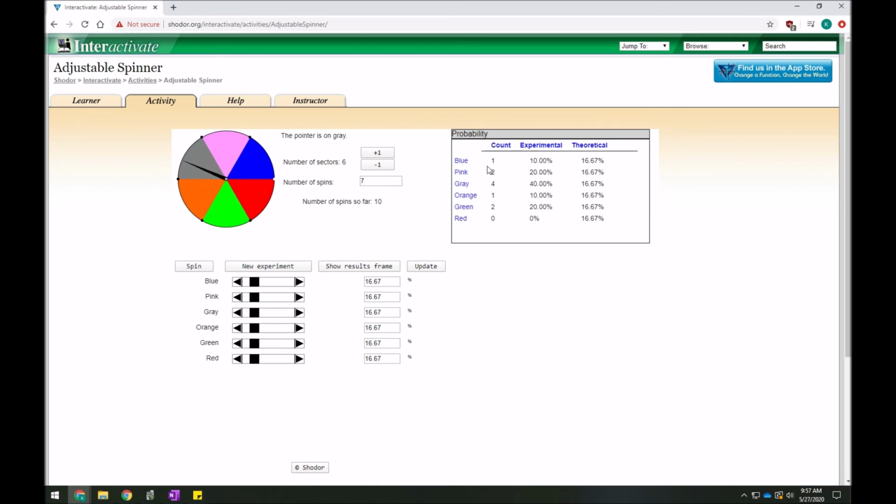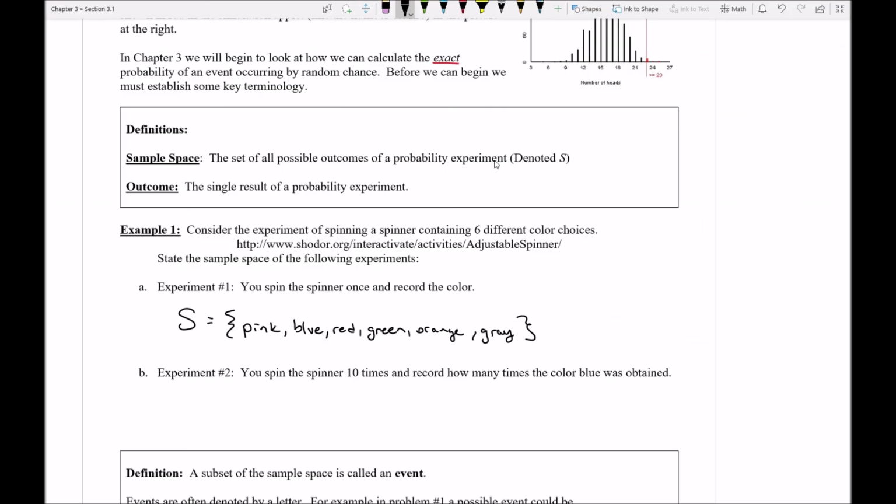And so notice that right now I could easily figure out in 10 spins how many times I got the color blue. Well, this time I got it once. But if I'm going to write down the sample space, I want to know all of the different possible values that I could have gotten for how many times blue was landed on. Certainly 1 is a possibility, but there are a lot of different possibilities here. In fact, I could start as low as the value of 0. Maybe I spin the spinner 10 times and I never get a blue.